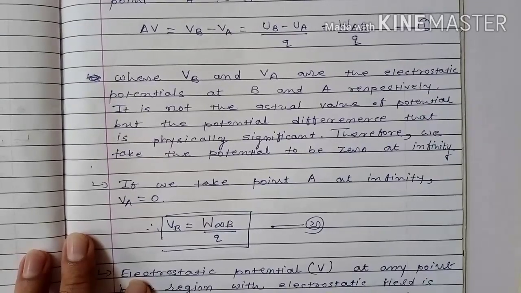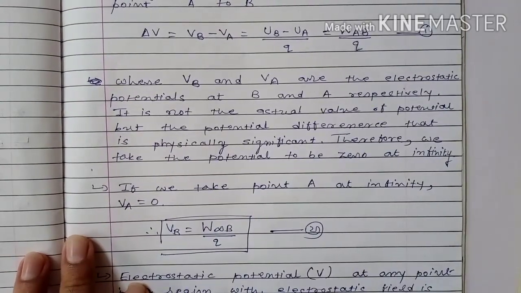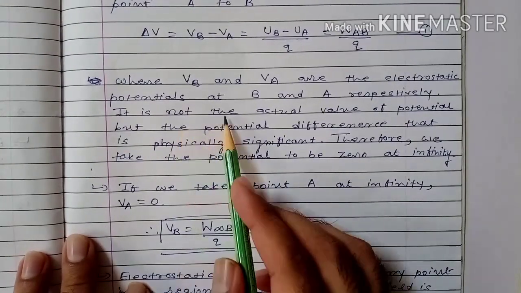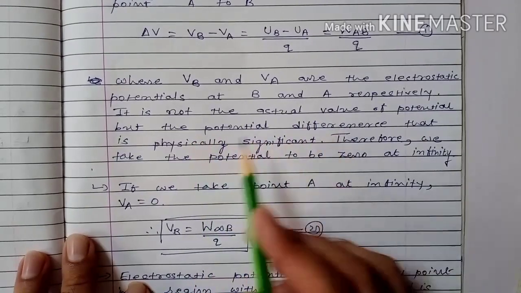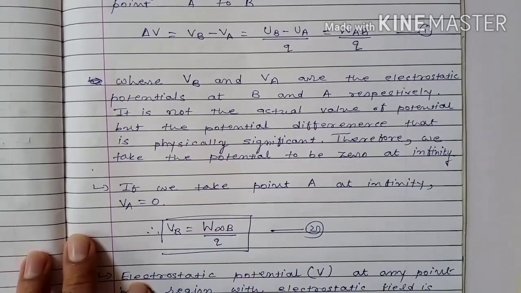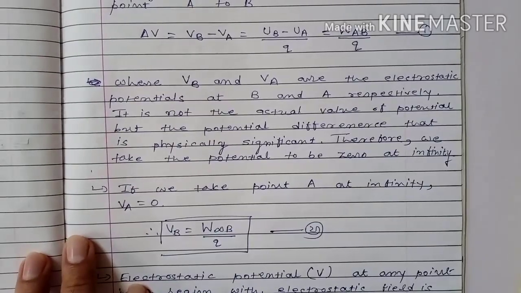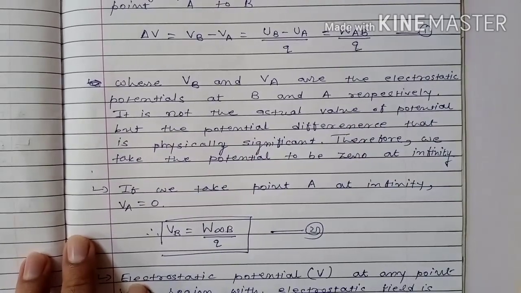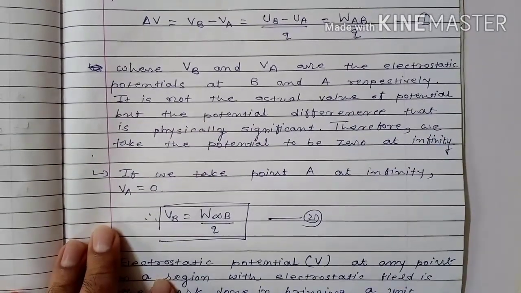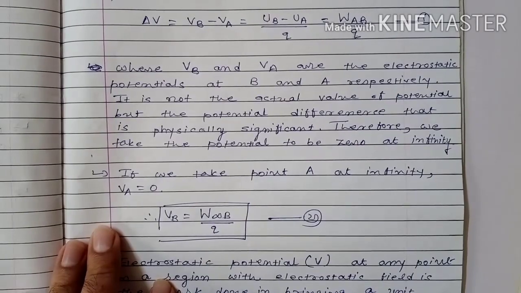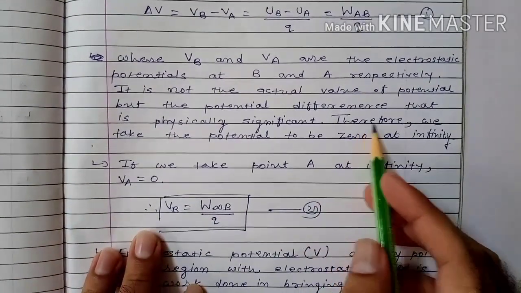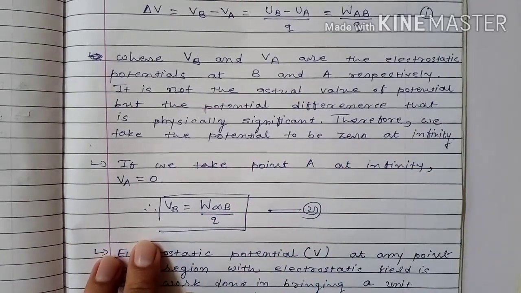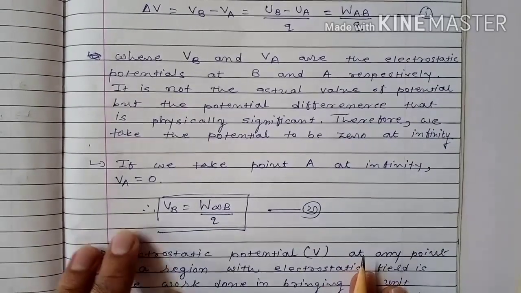As we have discussed last time, change in potential energy is significant. Same way here also, it is not the actual value of potential but the potential difference that is physically significant. To obtain potential at any point, we have to consider some reference point where we take potential 0. So we have taken electrostatic potential energy 0 at infinity. Therefore, we will take potential also to be 0 at infinity.